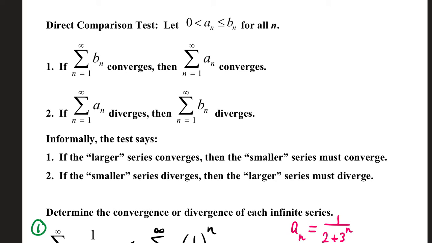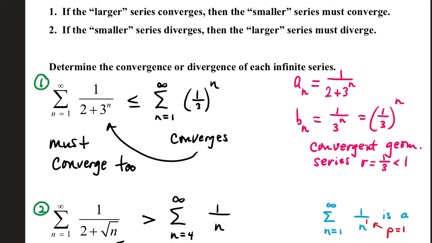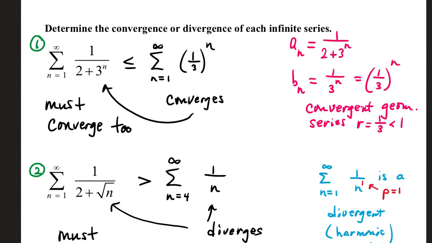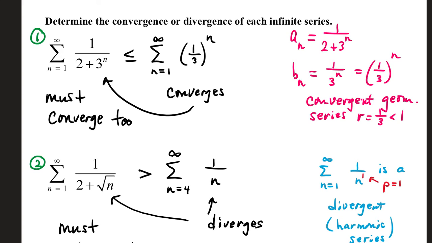Informally, the test says if the larger series converges, then the smaller series must converge. If the smaller series diverges, then the larger series must diverge. Let's take a look at what that means. Got some examples under here. Determine the convergence or divergence of each infinite series.